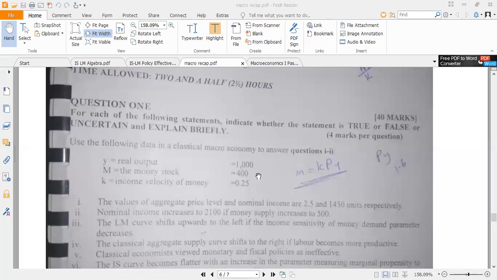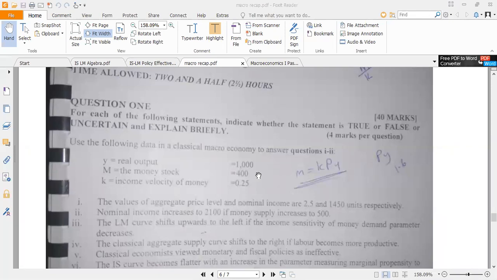Sir, please come again, I didn't hear, please. If there's an increase in the productivity of labor, if labor becomes more productive, okay, there will be an increase in the demand for labor. There will be an increase in N, which will cause an increase in Y. If there's an increase in Y, it will cause a shift in the AS curve. So it makes the statement true. Okay, the curve will shift to the right if labor becomes more productive. All right, thank you. All right.